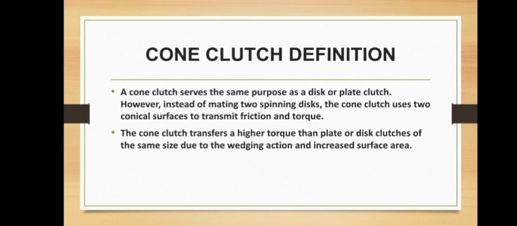Cone clutch. A cone clutch serves the same purpose as a disc or plate clutch. However, instead of two spinning discs, the cone clutch uses two conical surfaces to transmit friction and torque. The cone clutch transfers higher torque than a plate or disc clutch of the same size due to wedging action and increased surface area.